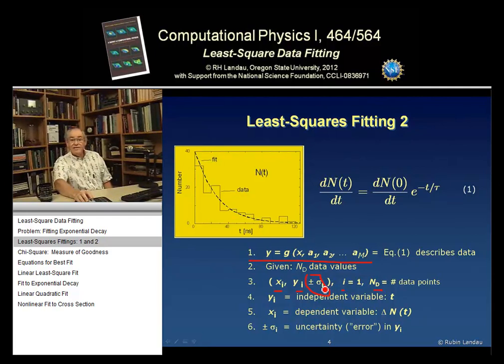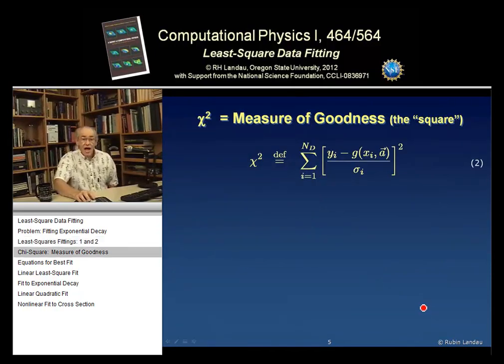So these are the data. Each datum, each point is an x value or y value and an error. X is the dependent variable, as we've said. Y is the independent. For our particular problem, the independent variable is the time. You can just measure that whenever you want. The dependent variable is the number, or delta n, the number that decay in each interval. Okay, fine. How do we now fit data?